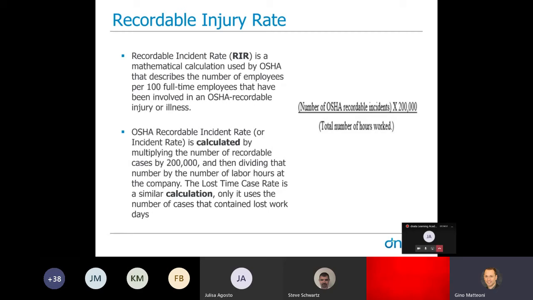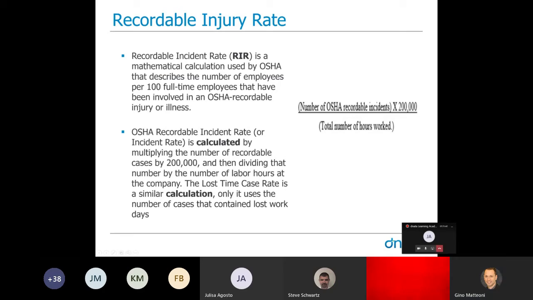So what OSHA has done in order to be able to compare industries of various scale and individual sites of various scales, they came up with the recordable injury rate, which lets you measure industries of varying size and locations of varying size, really using the same rule book, if you will, the same set of parameters. The recordable injury rate is calculated by taking the number of OSHA recordable injuries, multiplying it by 200,000, dividing by the total number of hours worked for the period that you're trying to measure. So if it's for a month, we're only taking those labor hours for that month and doing that calculation.